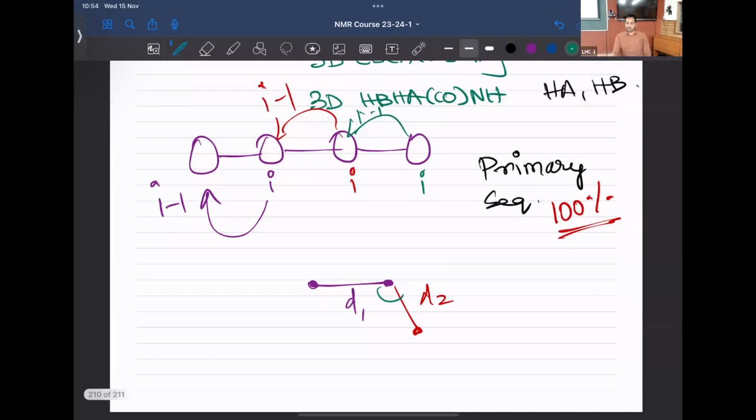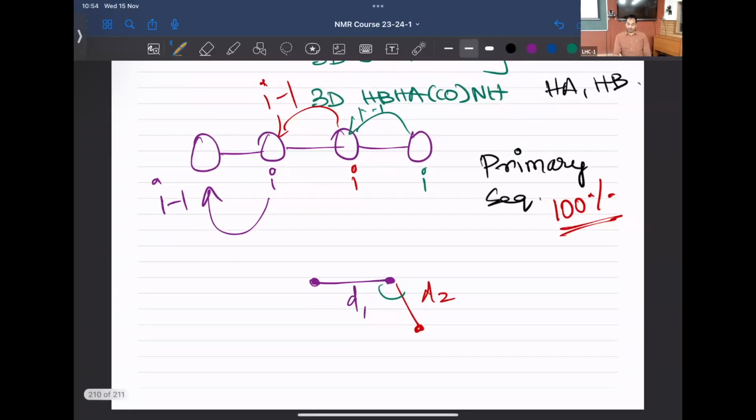Right? Let me complicate this a little further. When you have 4 atoms, what else do you need? I'll write parameters, okay? You need only 1 parameter to define 2 atoms, the distance. When you have 3, you need 3 parameters. Now you're going to 4 atoms, right? What else do you need? 2 distances and 1 more angle.